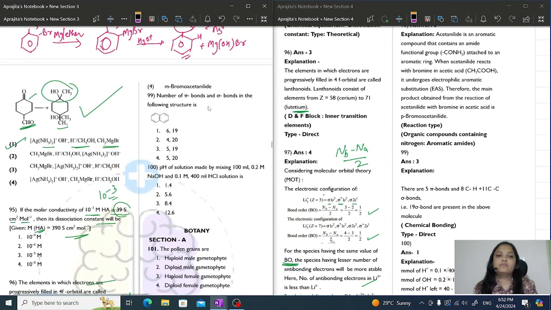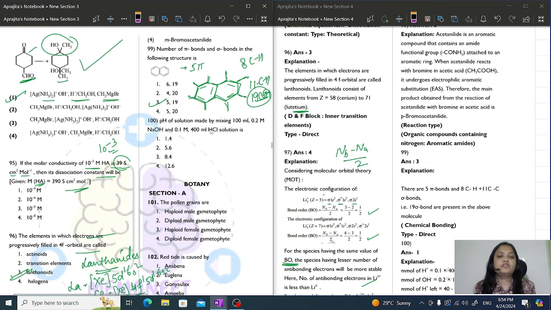Next, the number of pi bonds and sigma bonds in the molecule. Here students, we can clearly see that there are 5 pi bonds. There are 2 benzene-like rings, so 5 pi bonds can be seen. Now if I talk about the sigma bonds, if we count, there are 8 carbon-hydrogen bonds. Apart from that, carbon-carbon bonds: 1, 2, 3, 4, 5, 6, 7, 8, 9, 10, 11. So 11 carbon-carbon bonds mean a total of 19 sigma bonds. So 5 pi bonds, 19 sigma bonds. The answer is option number 3.